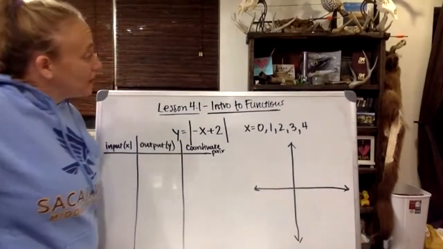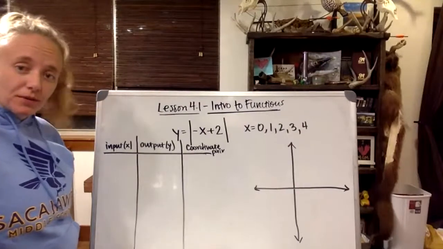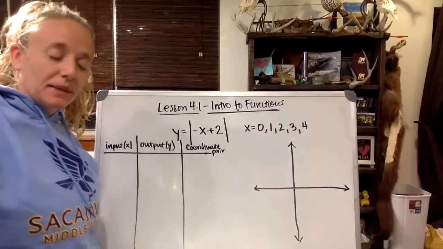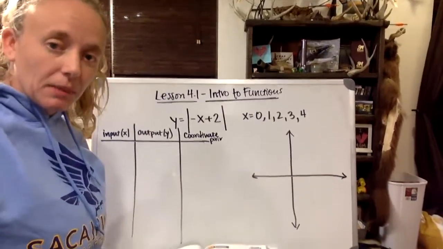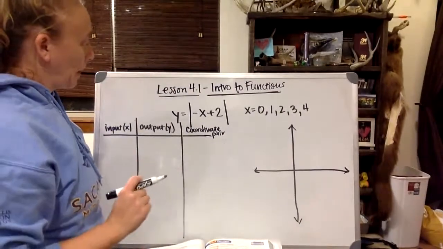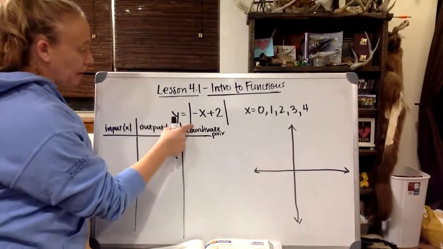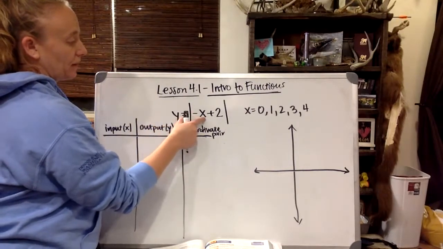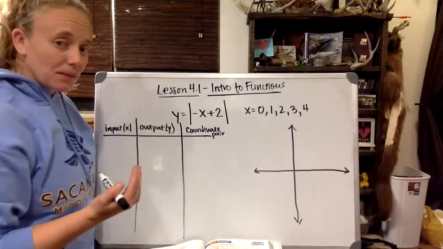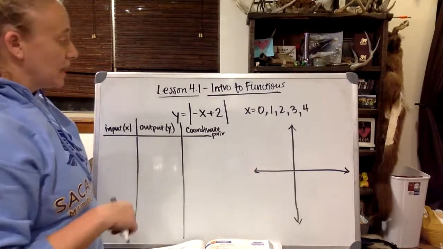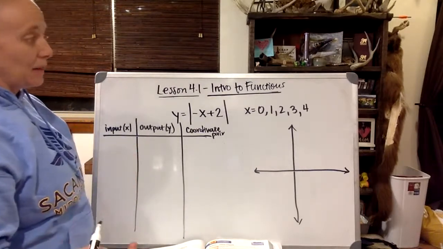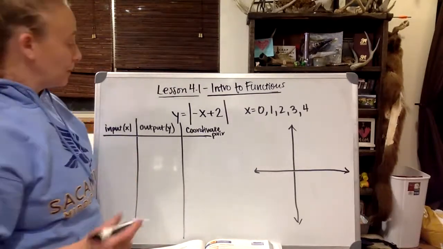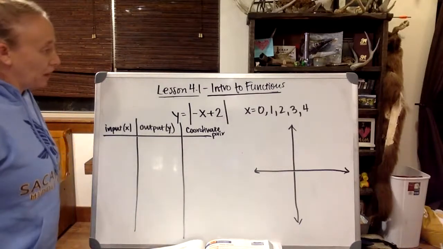All right, so we are going to look at intro to functions. The very last thing we're going to be looking at is an example problem and really fleshing it out. This particular example problem, y is equal to the absolute value of negative x plus 2, is not going to be a line like the last problem was. This is going to be an absolute value. So let's see what absolute values look like when we actually graph them out.